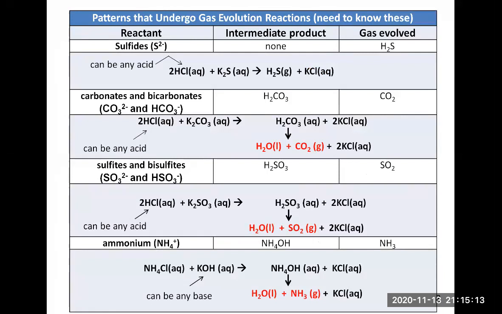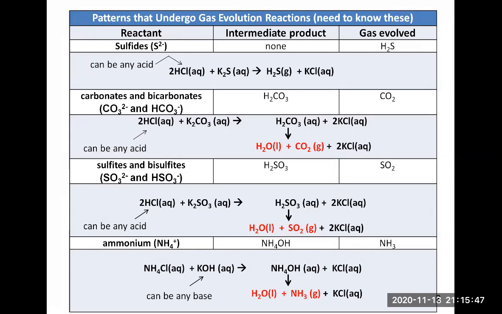So the first example here is when the sulfide is combined with an acid. So we saw the example with HCl when it combines with, for example, here the potassium sulfide. The hydrogens will combine with the sulfide to make the H2S gas, which will escape. So there is no intermediate product in this case, and the gas evolved is H2S.